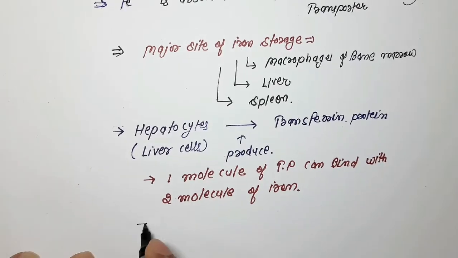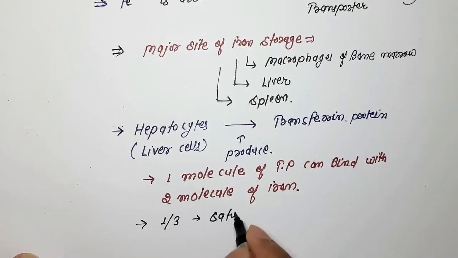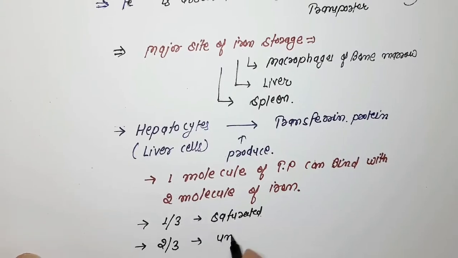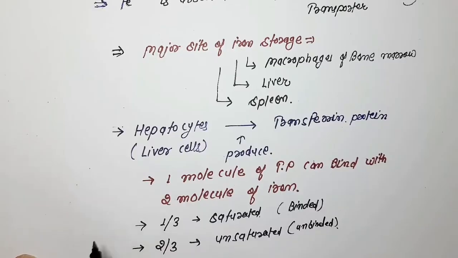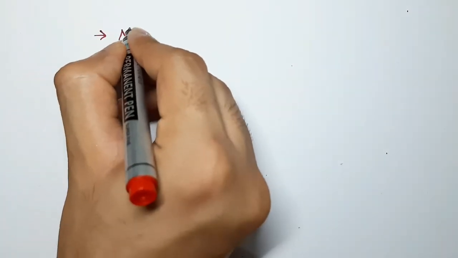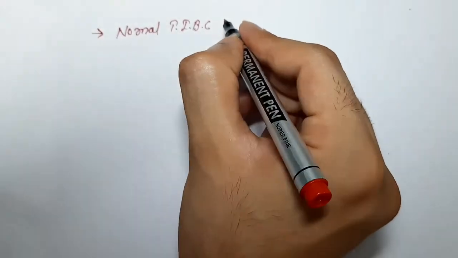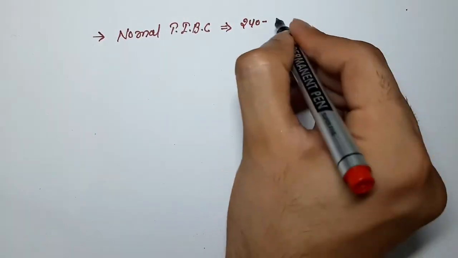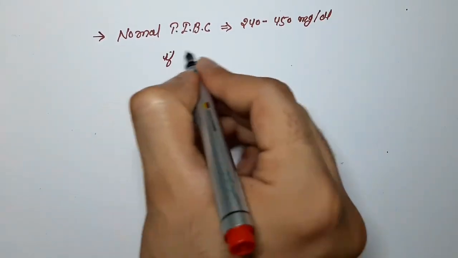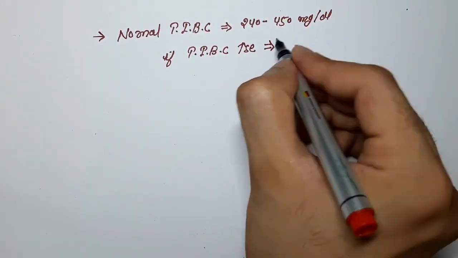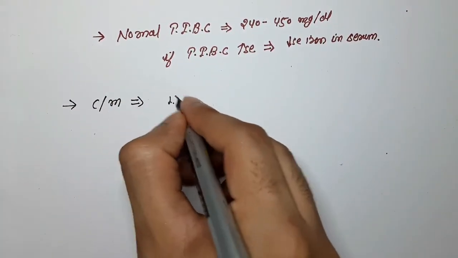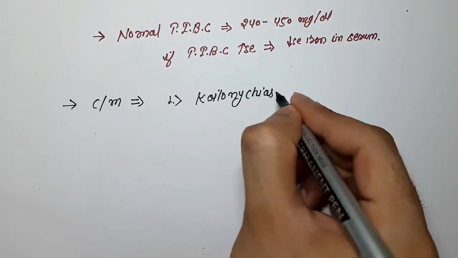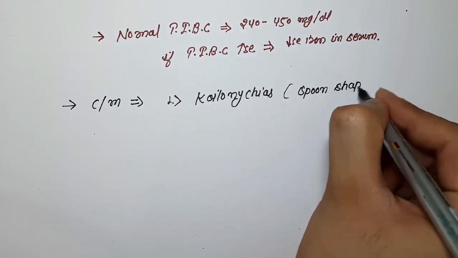And 1/3 part of transferrin is saturated because it is bound with iron, and 2/3 part of transferrin is unsaturated because it is not bound with iron. Please keep in mind that free form iron is dangerous for our body. Now, normal TIBC is 240 to 450 mg per dl. TIBC means total iron binding capacity. So if TIBC increases, the iron level in serum is going to decrease because iron is bound with transferrin.